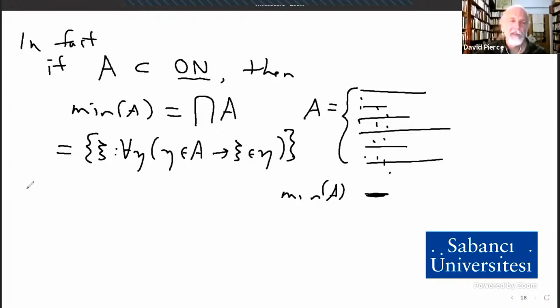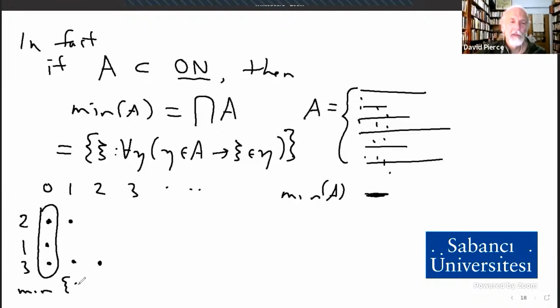Right, this could be, again, for example, 2 contains 0 and 1, 1 contains 0, 3 contains 0, 1 and 2, and the minimum element of 2, 1, and 3. Well, the least element is the set that contains the only common element of all of these, which is 0, which is 1.